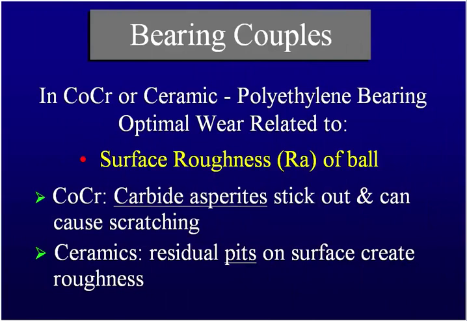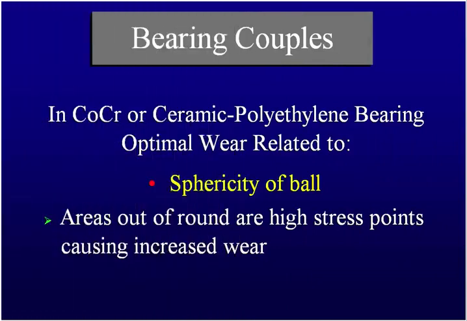In the cobalt chrome or ceramic hard on polyethylene bearing, so if you use either a ceramic head or a metal head on a polyethylene bearing, optimum wear is related to surface roughness. And that makes sense. If you have a rough head, you're going to scratch the polyethylene more, right? So in terms of cobalt chrome, it's the carbide asperities that stick out that cause the roughness and cause the scratching. And on ceramic heads, it is the residual pits in the manufacturing process that create the roughness and cause the scratching. Also, optimal wear is related to sphericity. So if you're out of round, you have high stress points causing increased wear on the polyethylene.